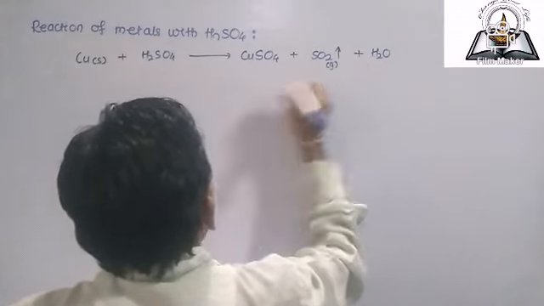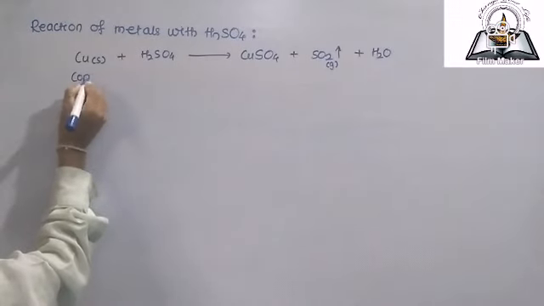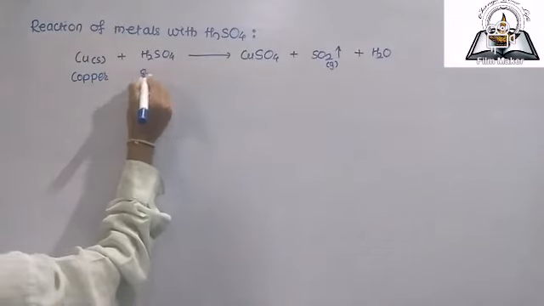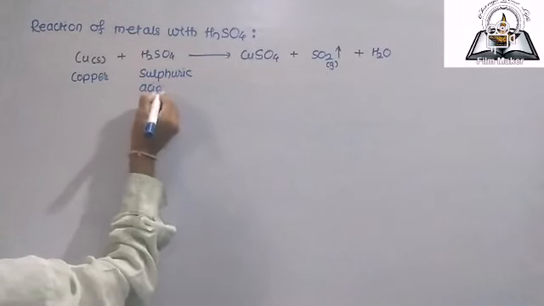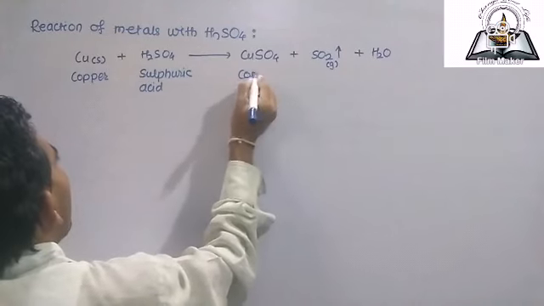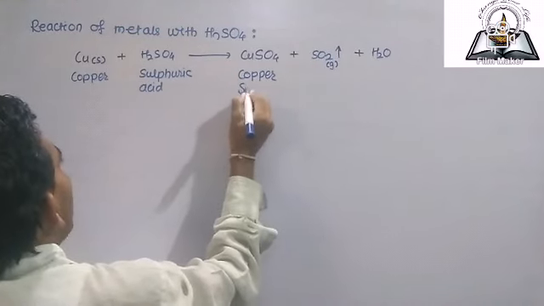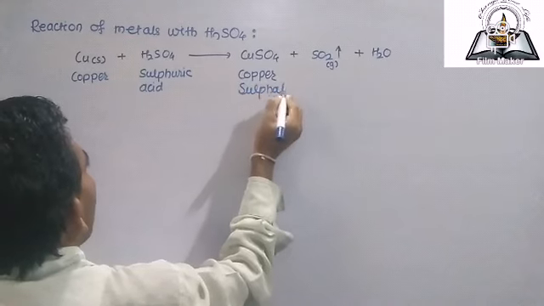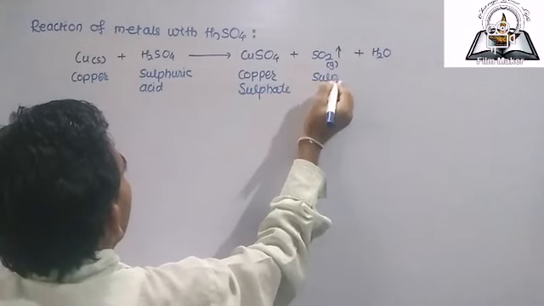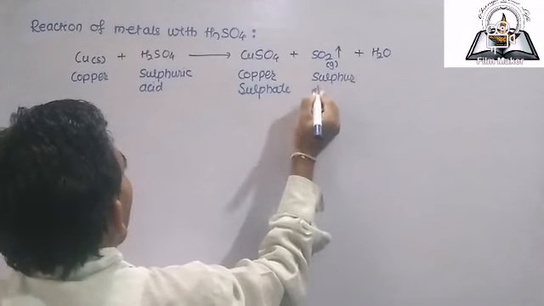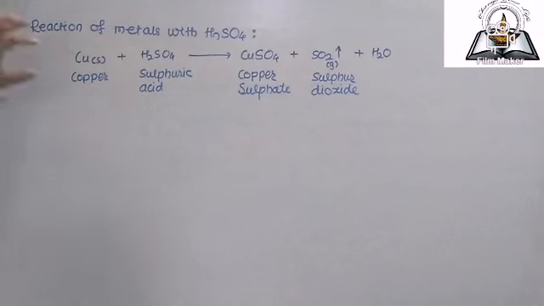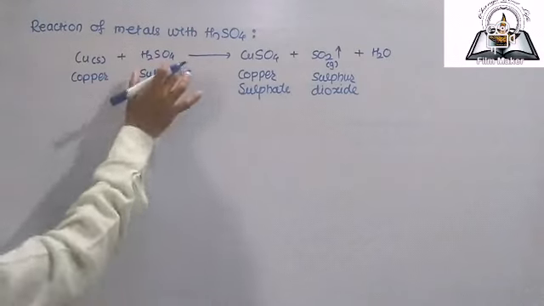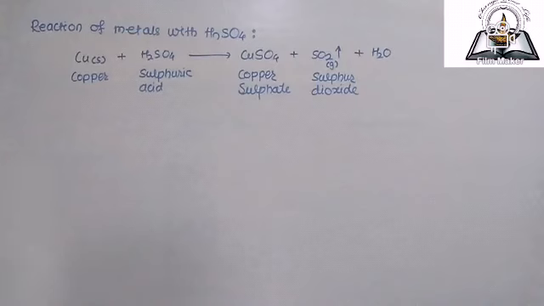So this is in a gaseous state. So this is the copper. Next one is the sulfuric acid, plus it gives rise to copper sulfate, sulfur dioxide. This is sulfur dioxide and a water molecule is formed. So obviously, what is the reason behind it? Copper is the least reactive and sulfuric acid is a strong oxidizing agent.